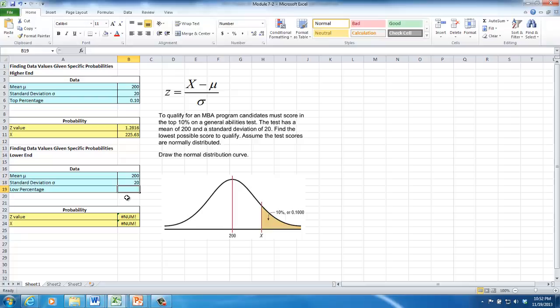Now if the question was finding the lowest 10%, I entered the same values, 200 and 20. Now lowest 10%, 0.10. Now this time if you look at how we find the z value, NORM.S.INV B19, which is 10%. Previously, in order to find the z value, what we did is 1 minus B6. The reason is because we were looking at this side.